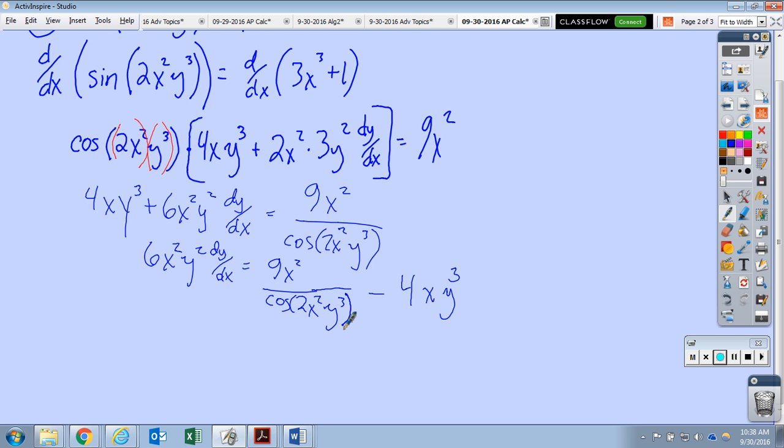Can we multiply it by the reciprocal like we did before? Dividing by a fraction is multiplying by the reciprocal. So when you multiply by the reciprocal, 6x squared y squared, like we did on number 9.